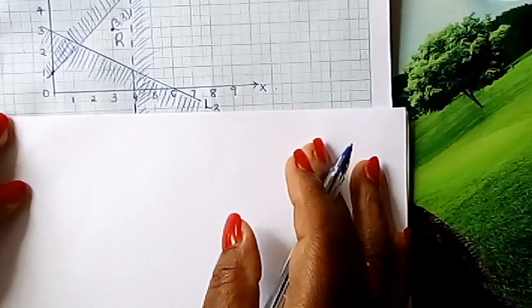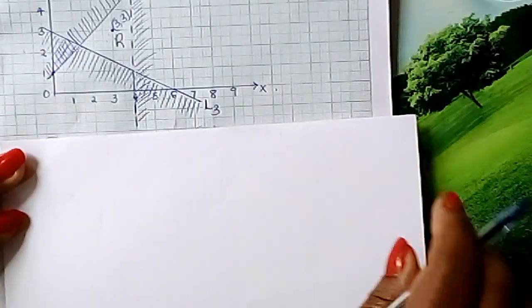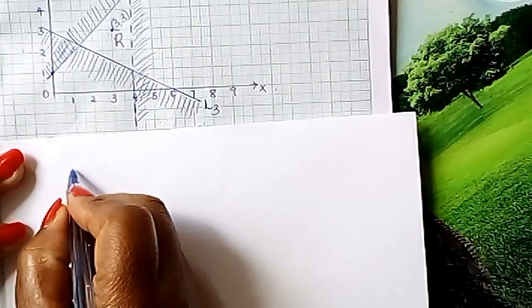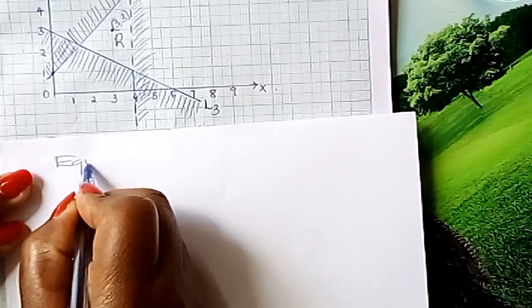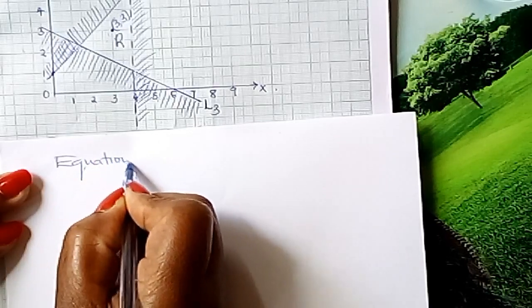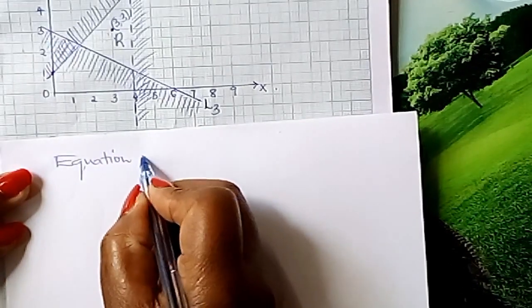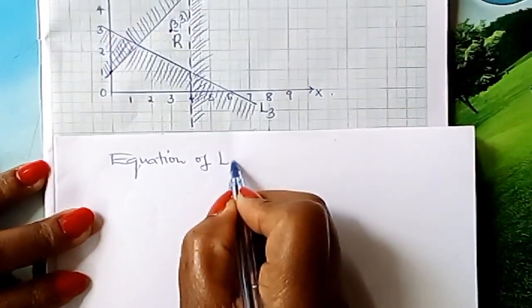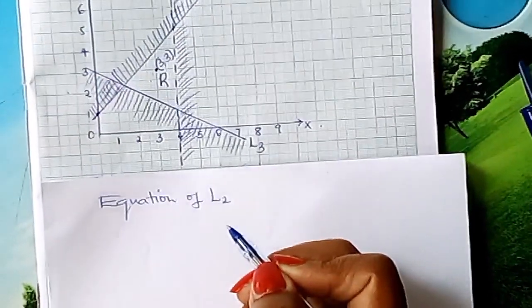Now Lana, we go to the second inequality. We go to line L2 and we find its equation. So the first thing when you are dealing with these things is to find the equation of line L2, or to find the equation of a line.